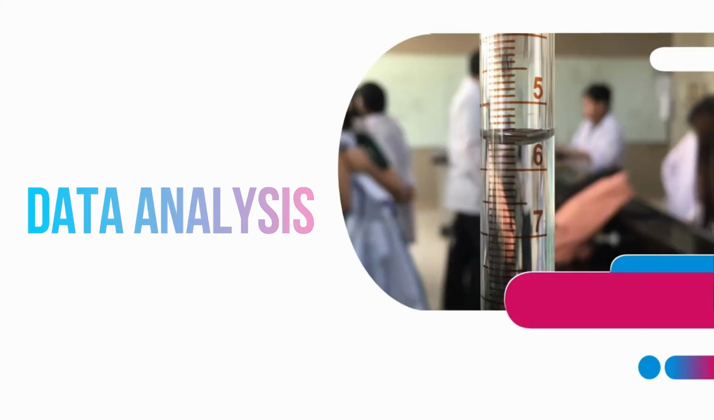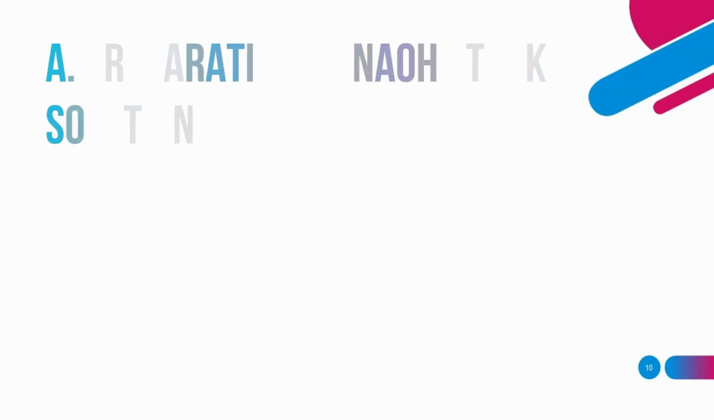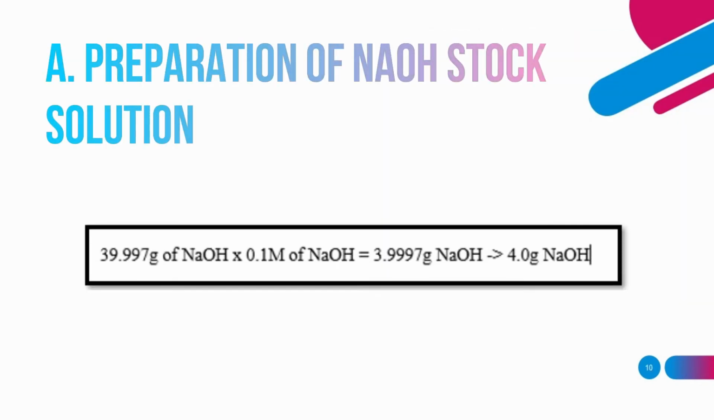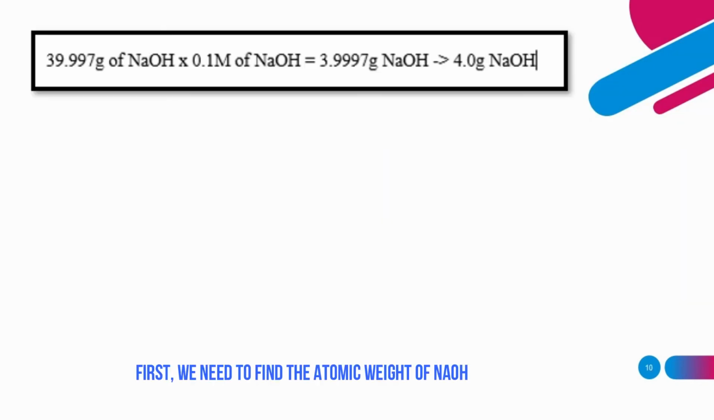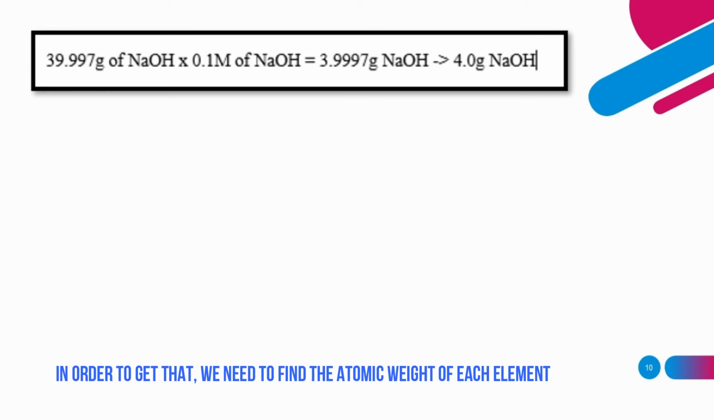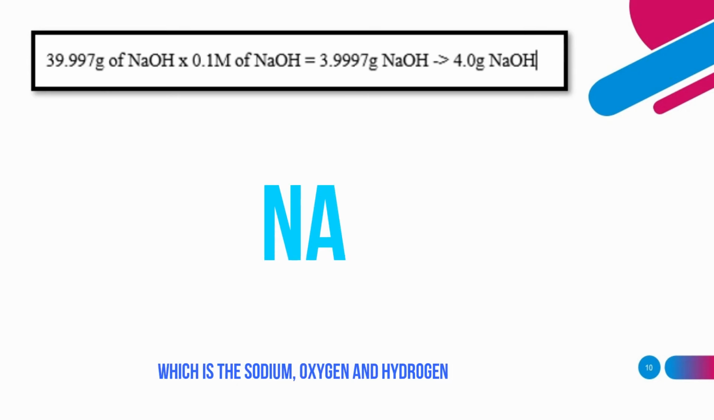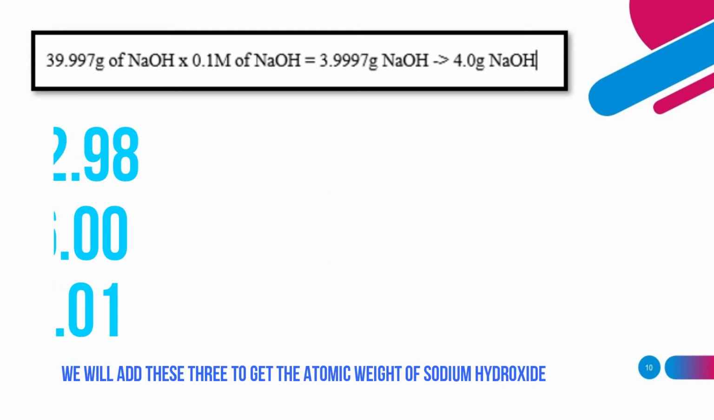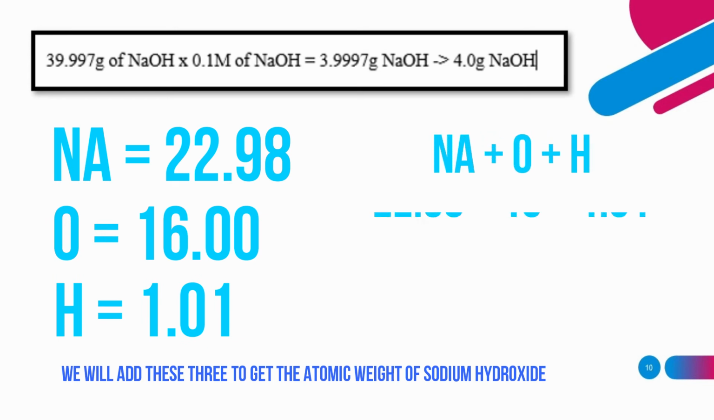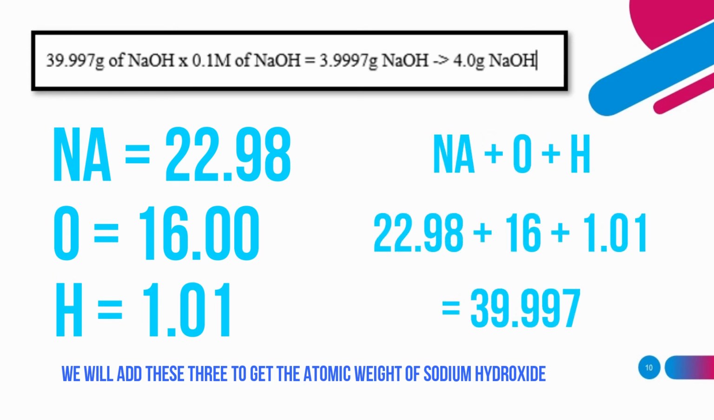Now we're going to discuss the data and results of the experiment for titrimetry. So for letter A, the preparation of NaOH stock solution. First, we need to find the atomic weight of NaOH. In order to get that, we need to find the atomic weight of each element, which is sodium, oxygen, and hydrogen. And we will add these three to get the atomic weight of sodium hydroxide.